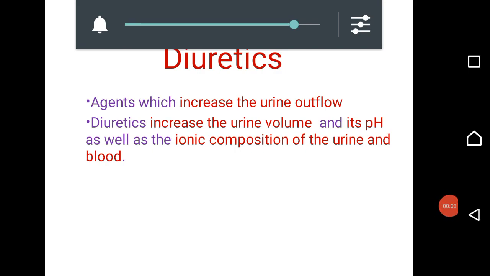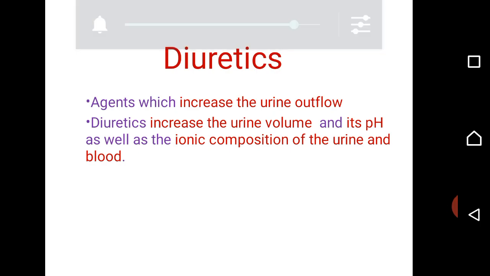Today I'll be discussing diuretics. First, you should know what a diuretic is. These are agents that increase urine outflow. They increase the urine volume and its pH, as well as the ionic composition of the urine and blood.